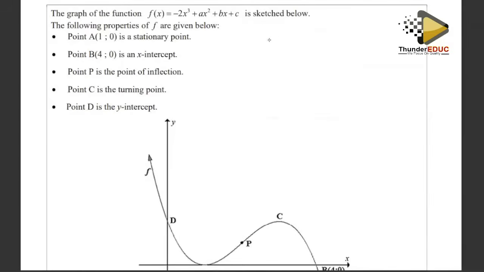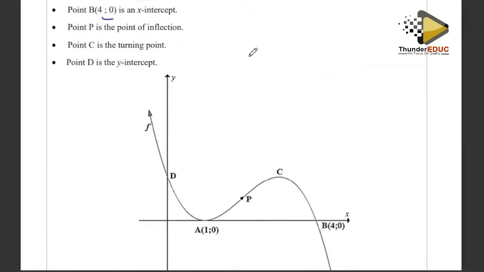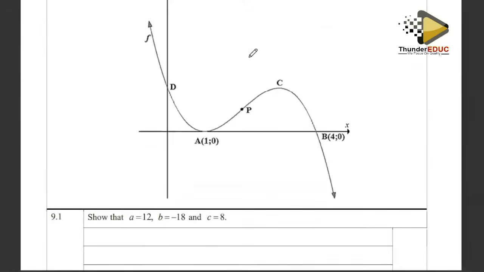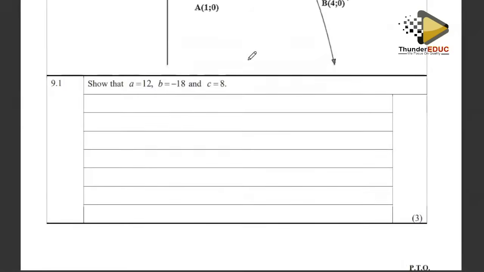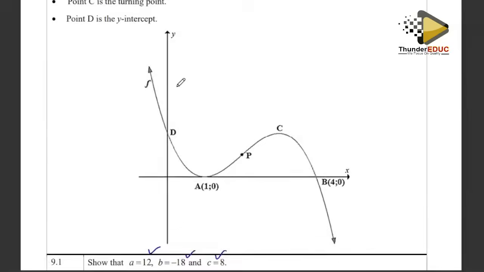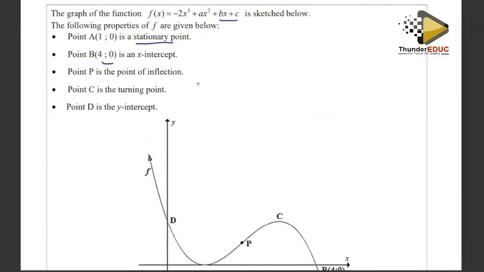So the graph of the function is sketched below. Point A is a stationary point, perfect. Point B is (4, 0), which is an x-intercept. Point P is the point of inflection, point C is a turning point, and then point D is the y-intercept, which is okay. Now, 9.1, how do we have to find a, b, and c for only 3 marks? Let's see. Because I see there's a lot that needs to be done here.